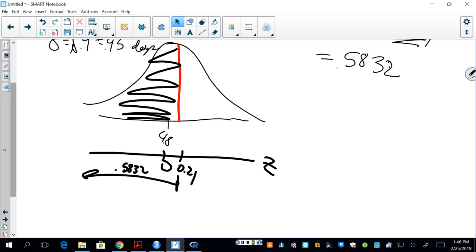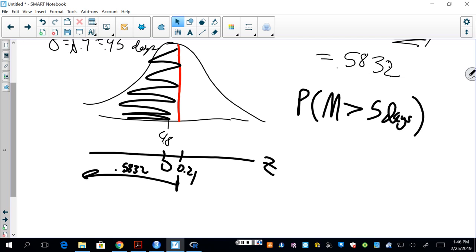So what's the chance that it survives more than 5 days? So a male cockroach lives more than 5 days. Any answer? Less than 5 days.